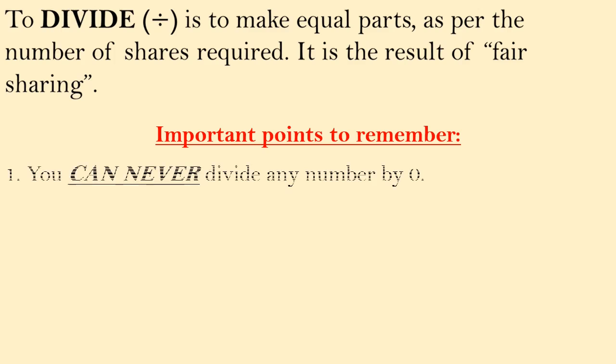Important points to remember. You can never divide any number by 0. No number can be divided by 0. Okay, if you get something like that, you know it's wrong.